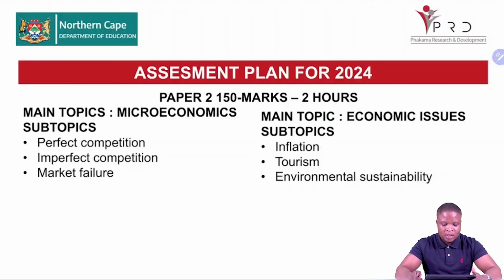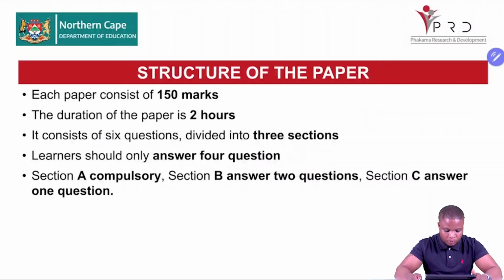Right, so our assessment plan for paper 2, 2024, looks like this. You have your microeconomics, where there is perfect market, imperfect market, and then market failure. Then you have your economic issues, contemporary economic issues, where you find inflation, tourism, and environmental sustainability. So altogether, there are 6 subtopics from these 2 main topics.